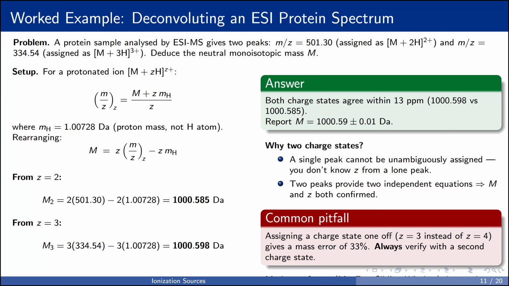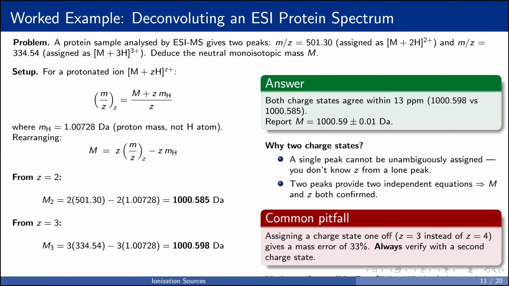We report the protein mass as 1000.59 plus or minus 0.01 Daltons. The plus or minus comes from the spread between the two independent measurements. Why do we need two charge states? Because from a single m/z peak alone, you cannot determine the charge. A peak at m/z 500 could be a singly charged molecule of mass 500, or a doubly charged molecule of mass 1000, or a triply charged molecule of mass 1500. Only multiple peaks across an envelope let you solve for both M and z simultaneously.